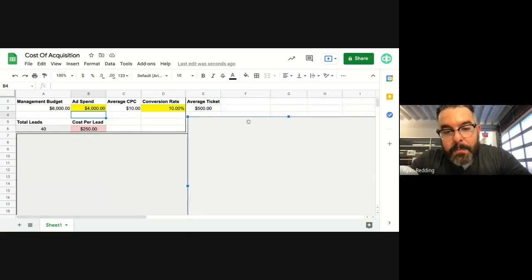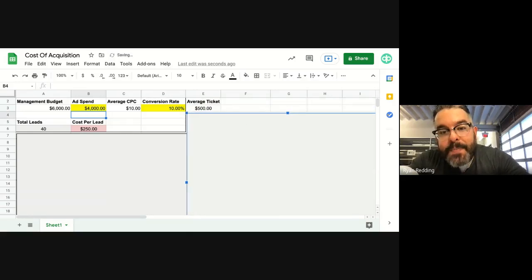Move this other box down. So we have average ticket. You should know this number of what your average ticket is. A lot of the guys we work with have an average ticket between $800 and $1,200. For this, we said, okay, let's just make it conservative. Let's say maybe you're not a rock star at sales, so your average ticket's $500.